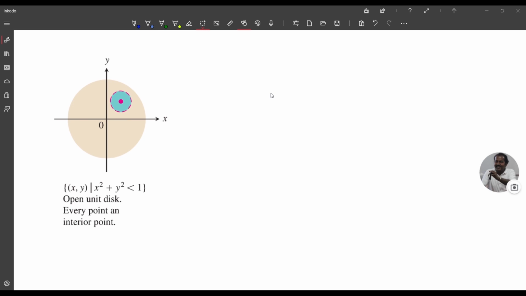So this set, the set of all (x, y) such that x squared plus y squared is less than 1, is an example of an open set. It is known as an open unit disk. And you can see that every point is an interior point here.